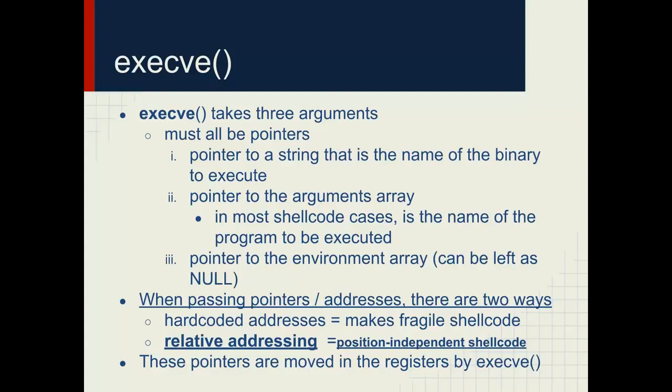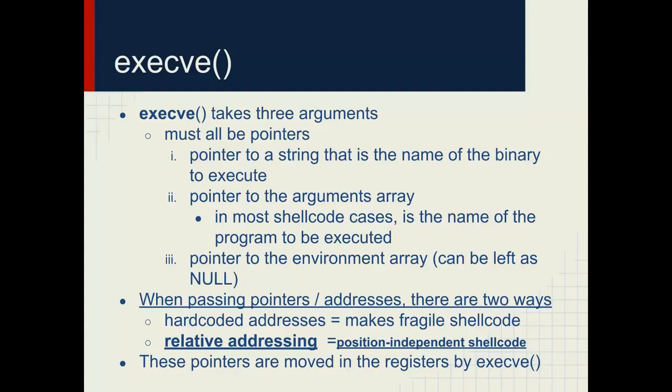The first argument is going to be a pointer to a string. The string specifies what it's going to execute. In this case, it's going to be binsh. The next pointer is going to be to an arguments array. And in most cases, the very first argument is just going to be also the name of the file. Then a pointer to the environment array can be left as completely null, but will have to be pointed in as well.